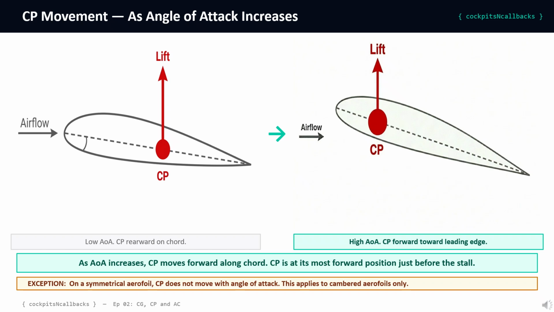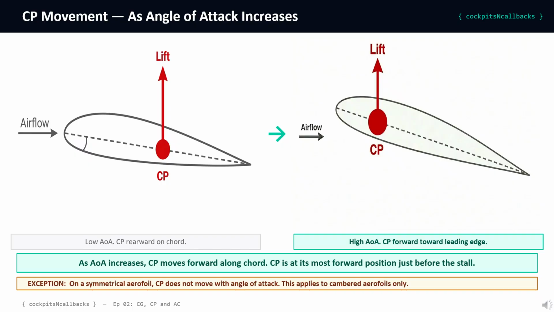There is one exception worth keeping in mind. On a symmetrical aerofoil, CP does not move with angle of attack at all. Everything we are discussing applies to a cambered aerofoil, which has an upper surface more curved than the lower. This is the standard wing section for most training aircraft. So CP moves forward as angle of attack increases.